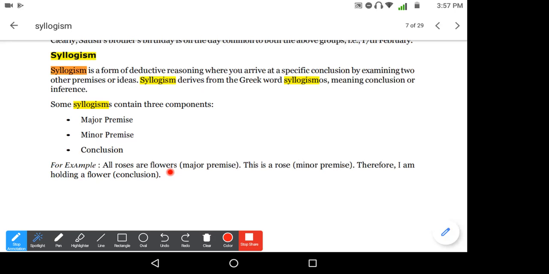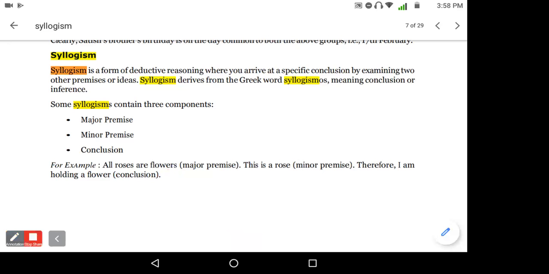So that is syllogism. There will be a general statement, there will be a specific statement, and by comparing both of them, we are going to give a conclusion. That is known as syllogism. It's a form of deductive reasoning where we come to a specific conclusion by looking around or by looking at the other ideas.